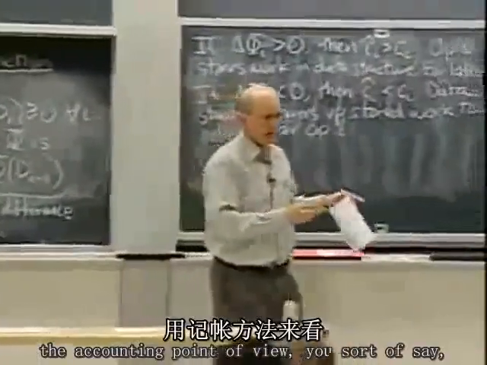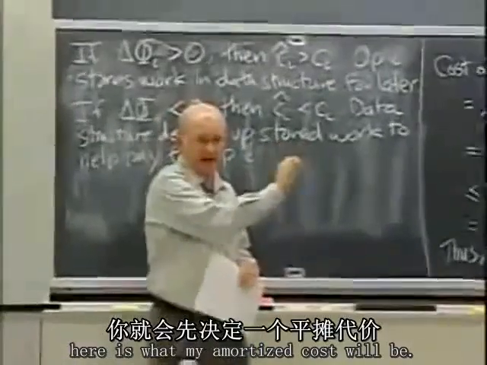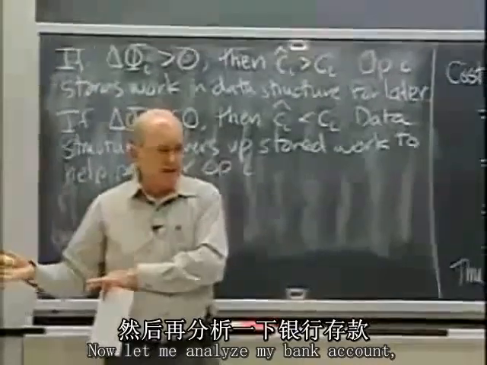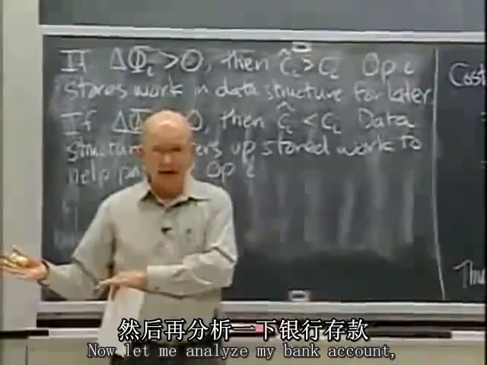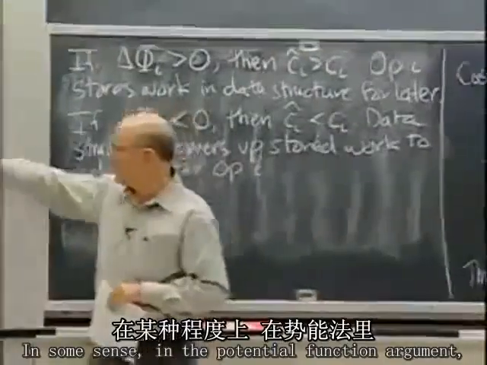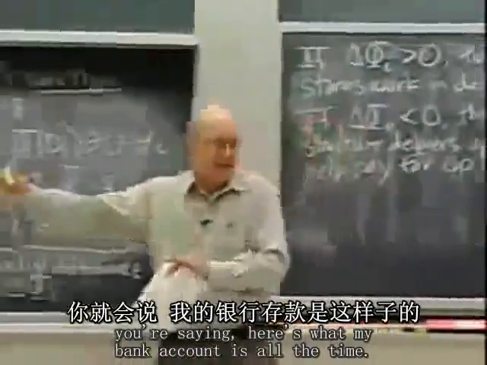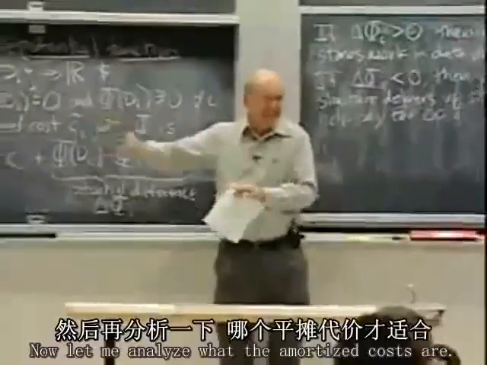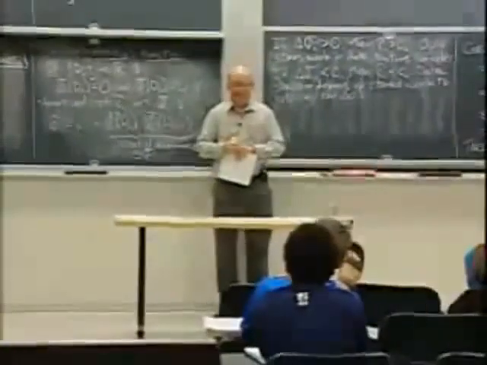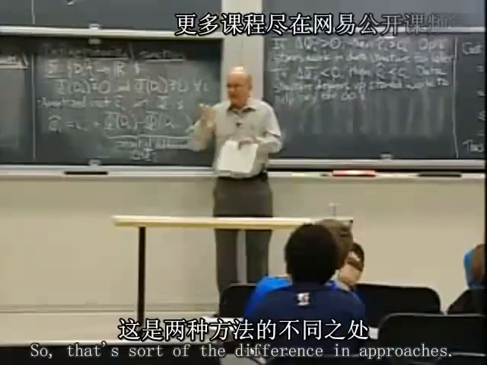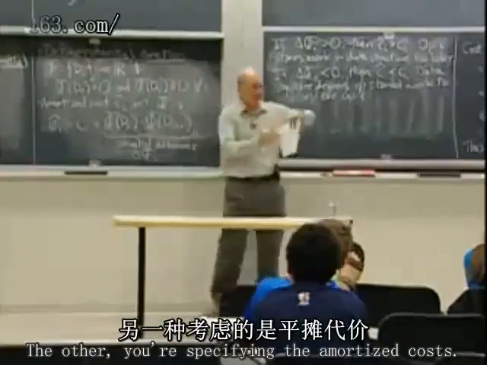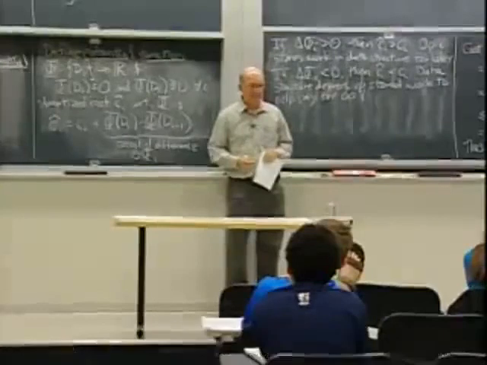In the accounting point of view, you say, here's what my amortized cost will be. Now let me analyze my bank account, and make sure it never went negative. In the potential function argument, you're saying, here's what my bank account is all the time. Now let me analyze what the amortized costs are. So that's the difference in approaches. One, you're specifying the bank account. The other, you're specifying the amortized costs.